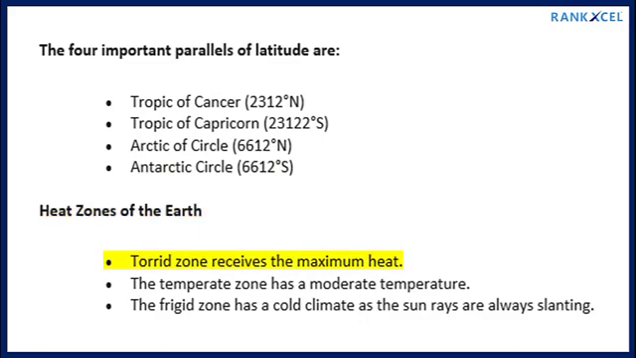Heat zones of the Earth. Torrid zone receives the maximum heat. The temperate zone has a moderate temperature. The frigid zone has a cold climate as the sun rays are always slanting.